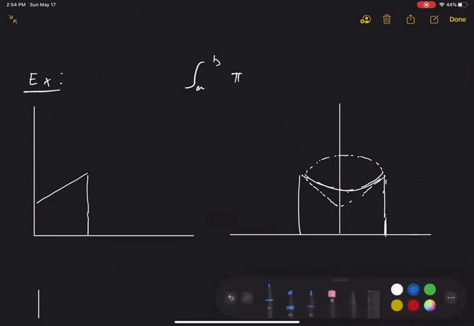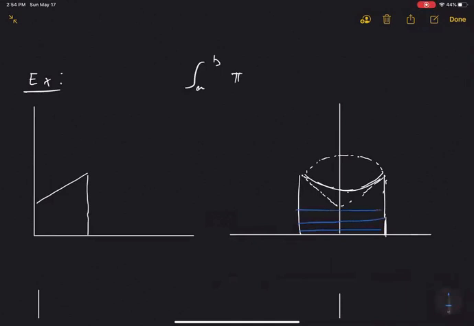If I'm looking at the bottom part of this object, there's no empty space, right? It's just a solid object. So the bottom part would be a disk. Then I get to this top part, right? And there's empty space, so that would be a washer. So to deal with this object, I would have to chop it up into two pieces where the bottom part would be a disk.